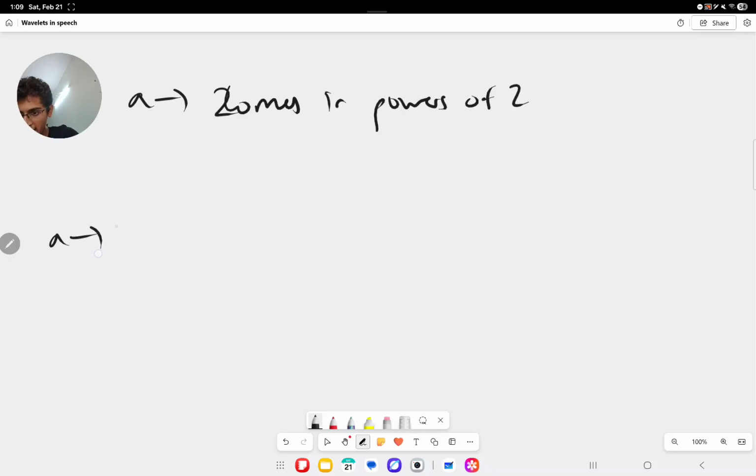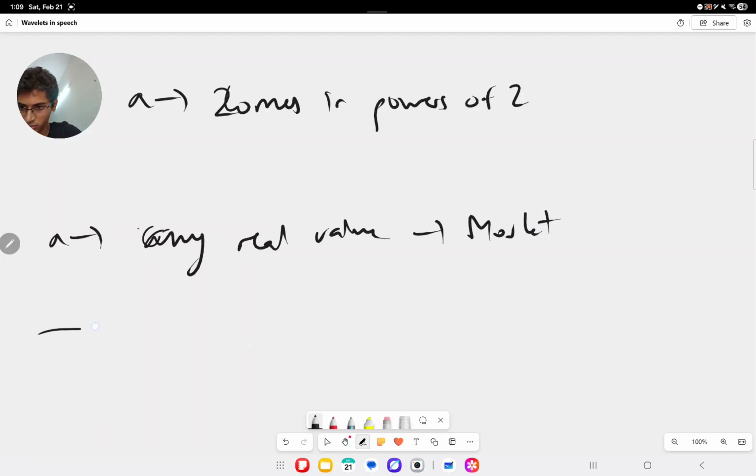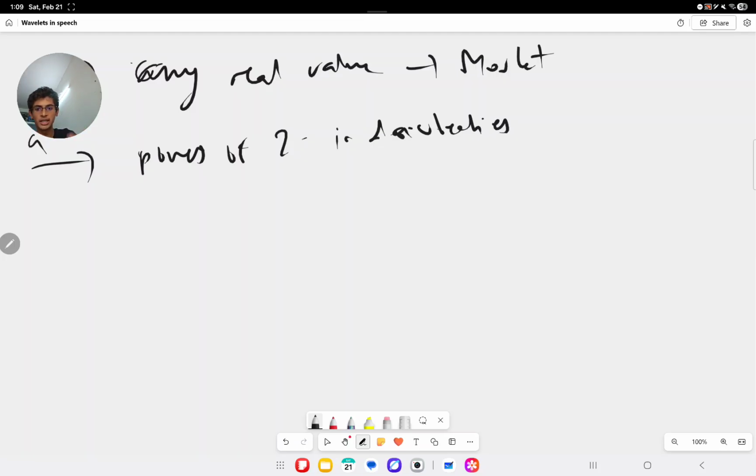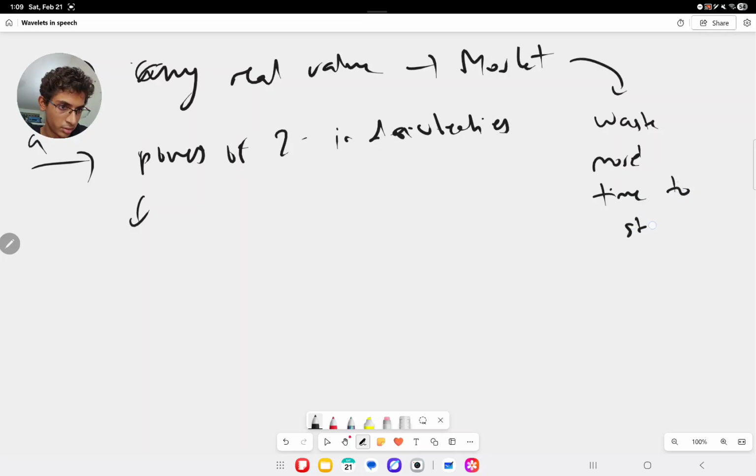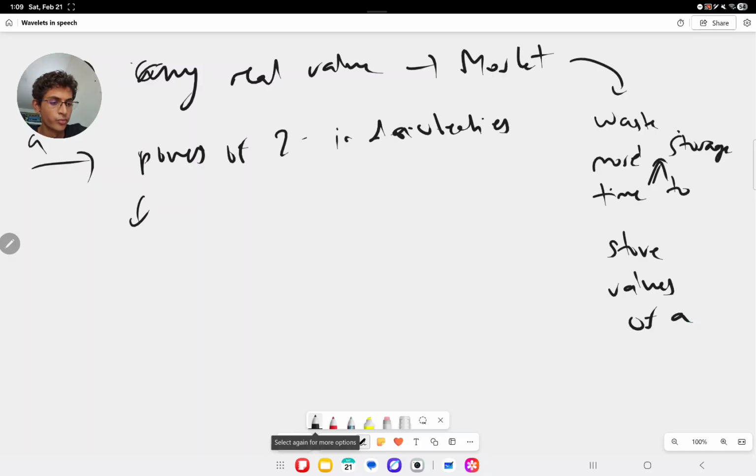So rather than in Morlet, where A can take any value, as in it could be a decimal, an integer, a fraction, whatever, basically any real value, here I am capturing it in powers of 2. So I am able to efficiently capture information in this grid better. Here I have to waste more time storing other values of A that are not even useful for my signal. Naturally already embedded in it.